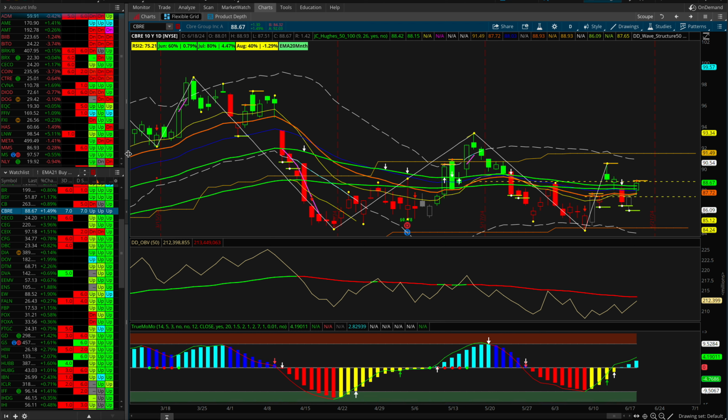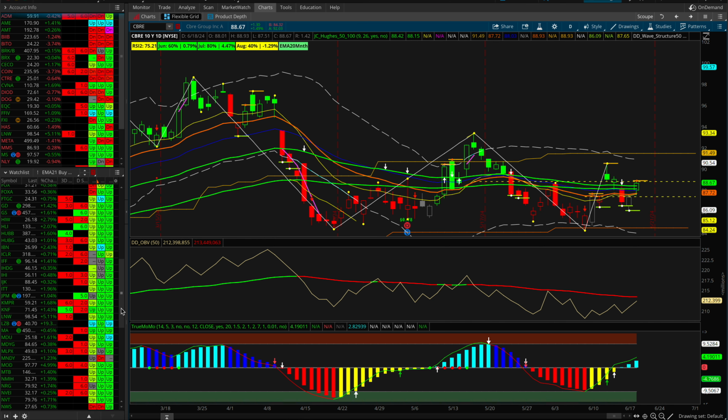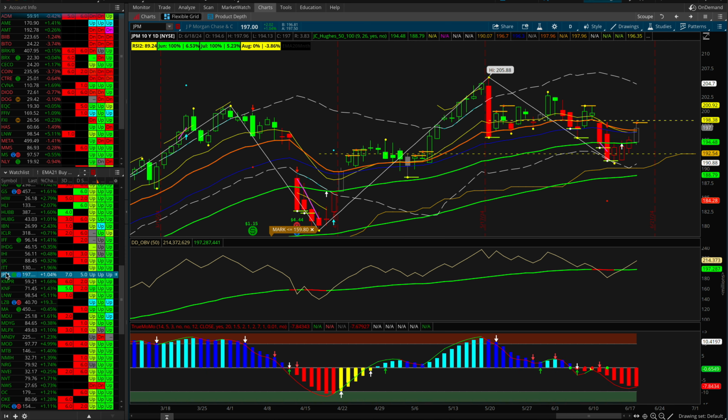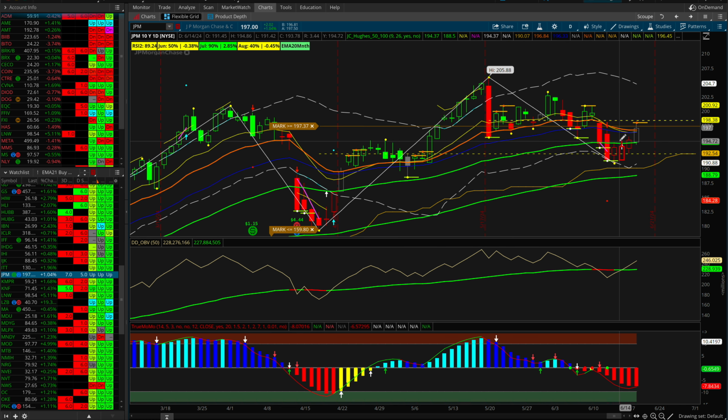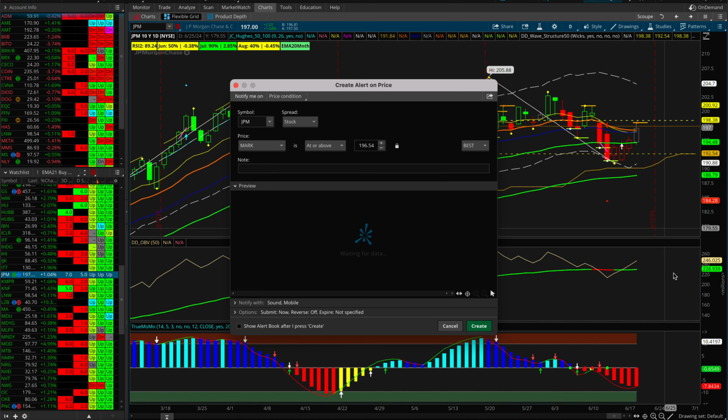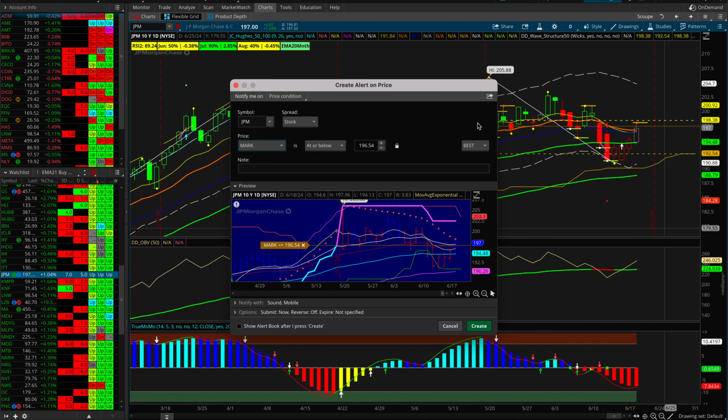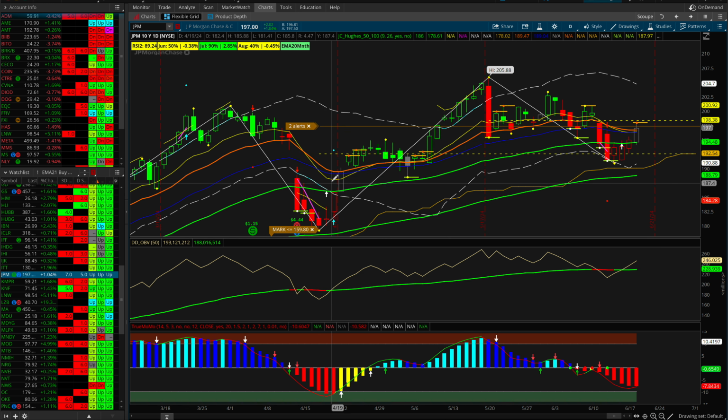CBRE is, well, it doesn't have enough good volume yet. But hopefully you get the idea how I can go through and take a look at some stocks. JP Morgan's up. It doesn't quite have everything together yet, but it sure does have an awful lot. So I am going to put an alert above and an alert below, and keep an eye on that one.